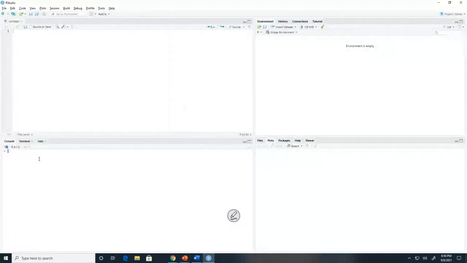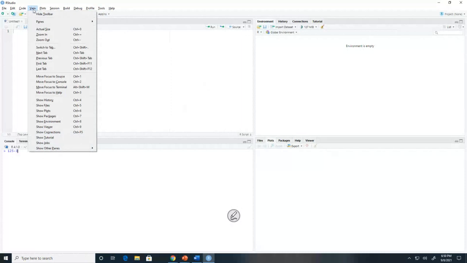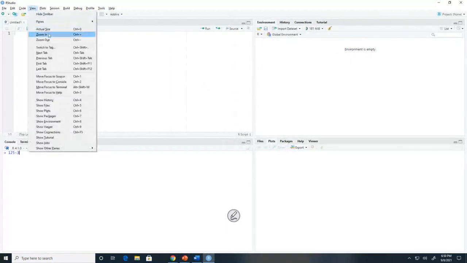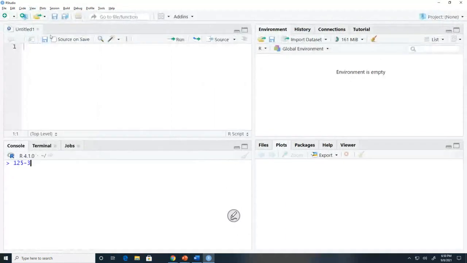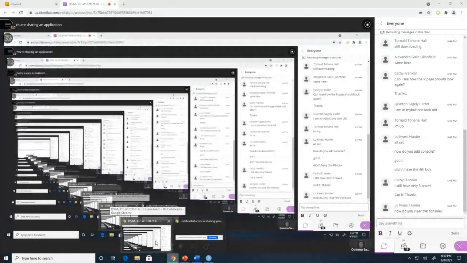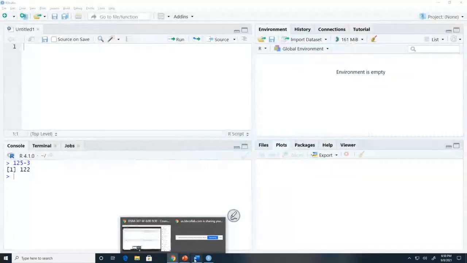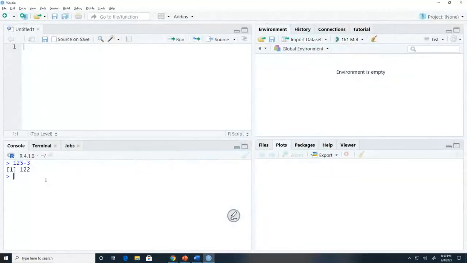Let's run through some quick examples. If you type this down in the console, 125 minus 3, if I can make this bigger, you hit enter, it'll evaluate in the console. 125 minus 3 is 122. How do you clear the console? It's Control L. Now I'll get rid of all that beginner text.